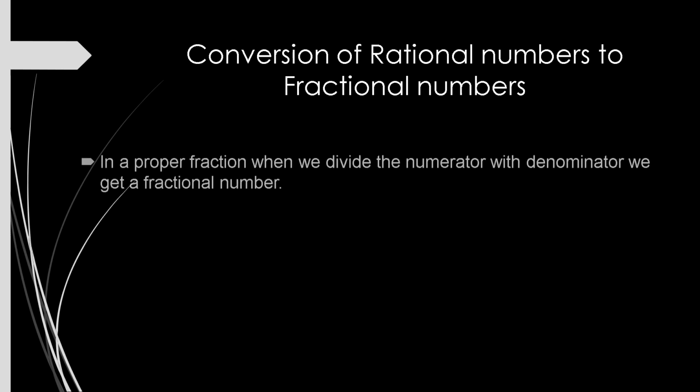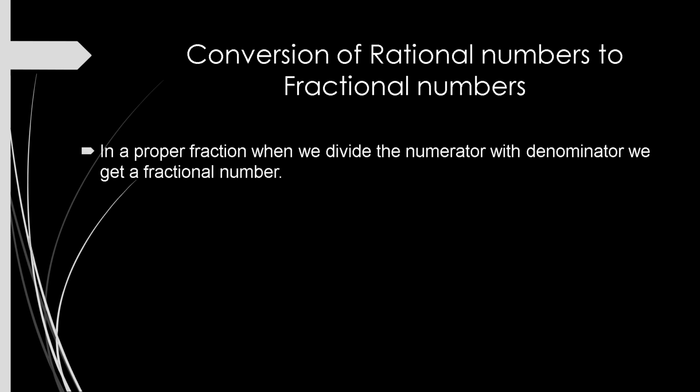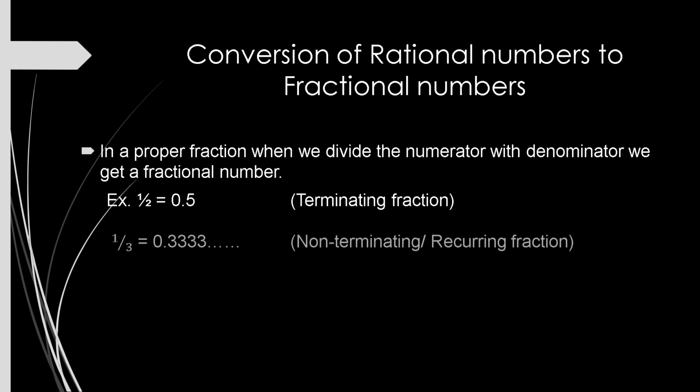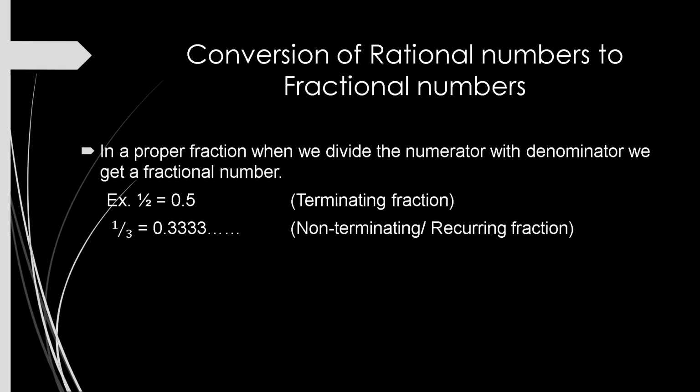Now coming to the conversion of rational numbers to fractions. This is very simple. We just have to divide the numerator by the denominator, and if we get a terminating number, for example, in this case we have taken 1 by 2, and if we divide 1 by 2 we get 0.5, which is a terminating number. So this is the terminating fraction. And for 1 by 3, we get 0.33, which is a non-terminating or recurring number. It can also be written as 0.3 bar or dot.